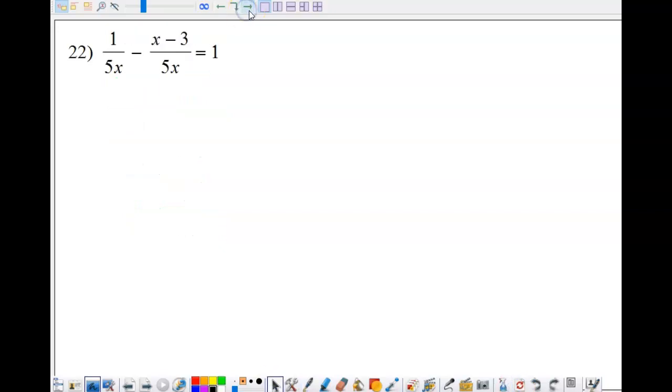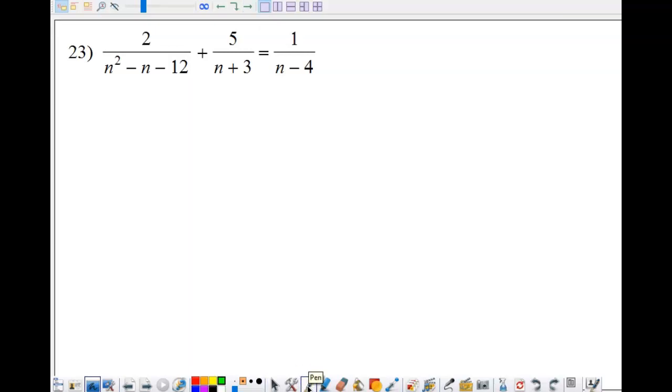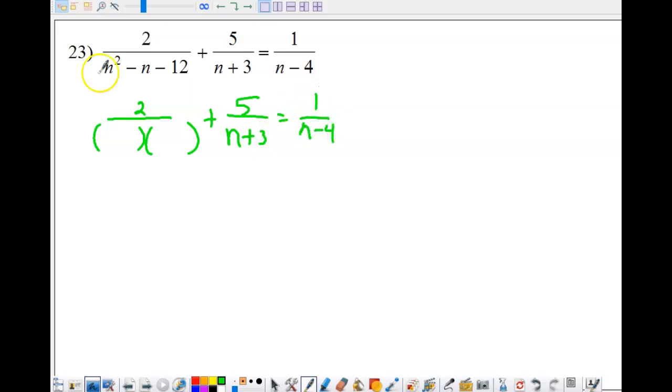So that's an example with monomials in it. Let's take a look at some examples with some polynomials in it. So in this case, when you have polynomials, what you want to do, of course, is factor first. So if you factor this one here using the box method, you would end up with -4 and +3.